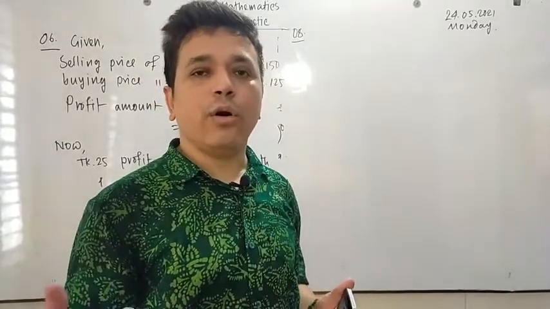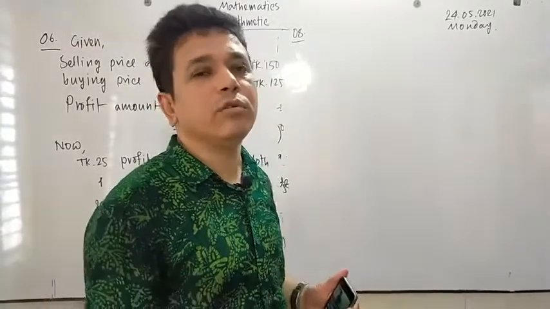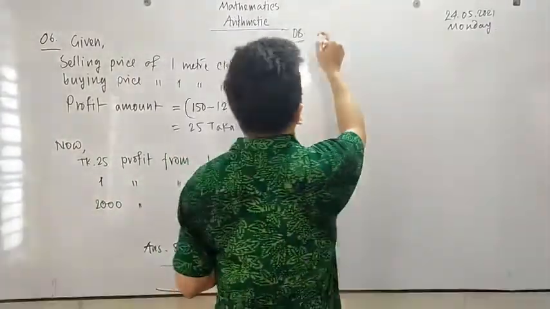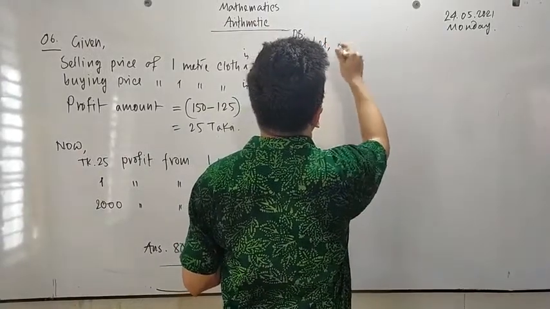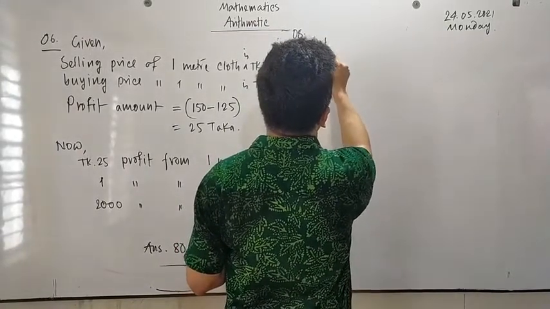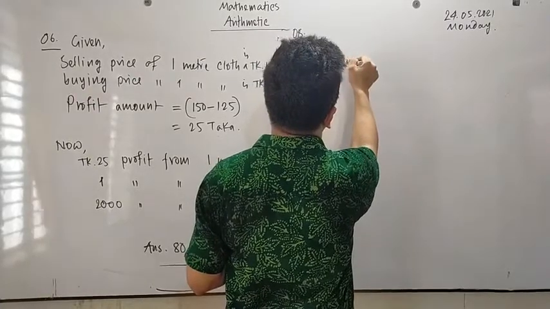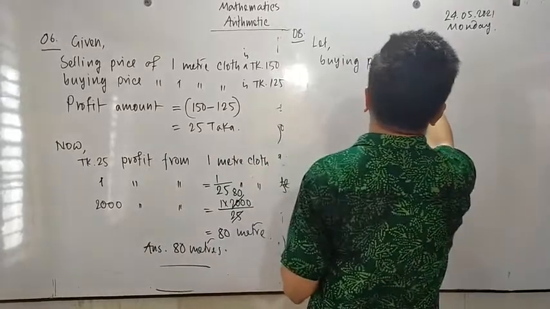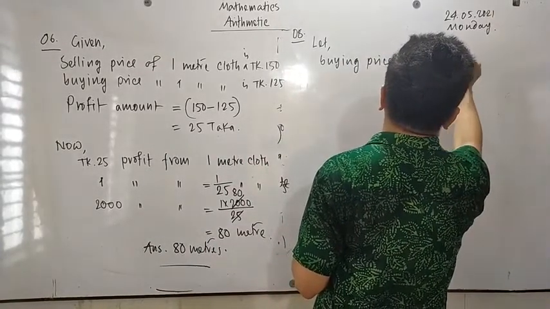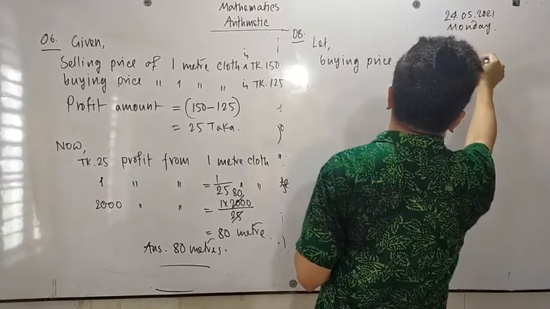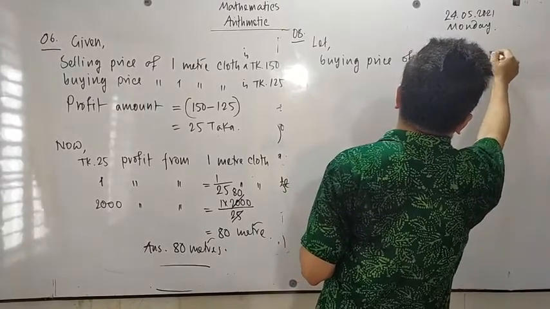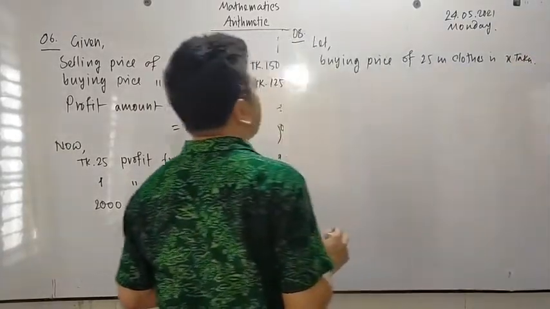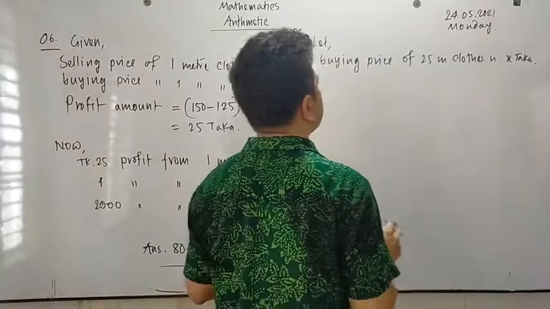The buying price of 25 meters of cloth is equal to the selling price of 20 meters of cloth. So do you know what the buying price is? No, we don't know. We have no idea what the buying price is. So that is why I am just letting, okay, let the buying price of 25 meters of cloth be X taka.